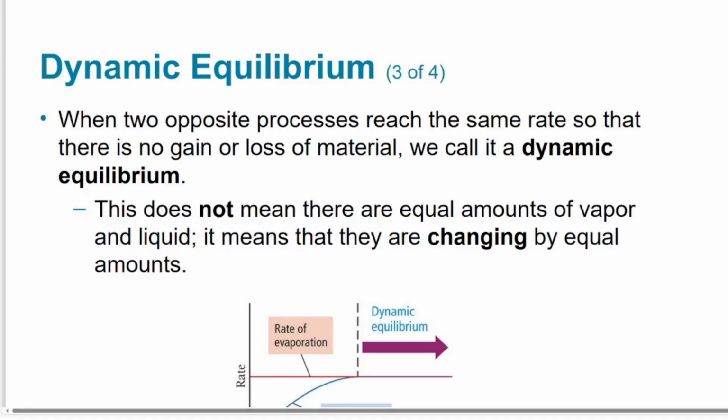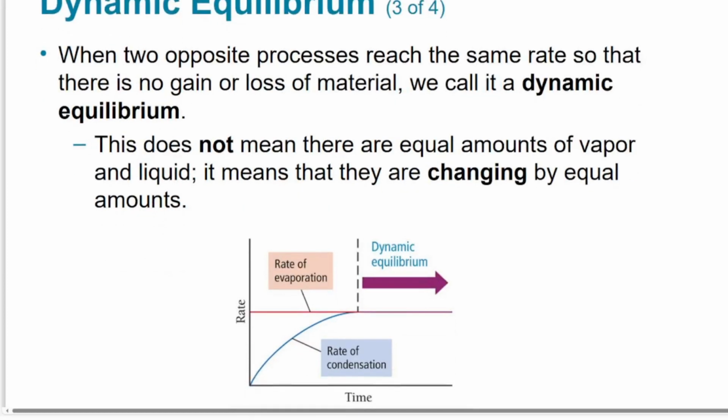We see here a plot of the rate of evaporation, which is fairly constant in this system, and the rate of condensation begins to increase until there's no net change in the two, and at that point we've reached a dynamic equilibrium. So again, it doesn't mean that there are equal amounts of vapor and liquid. It means they're changing by equal amounts.